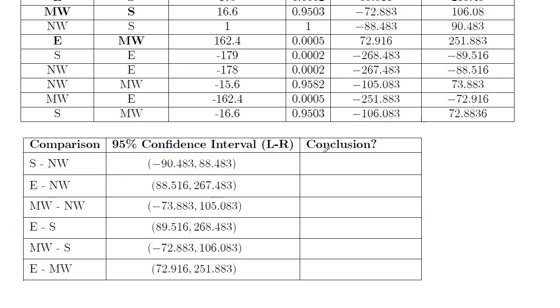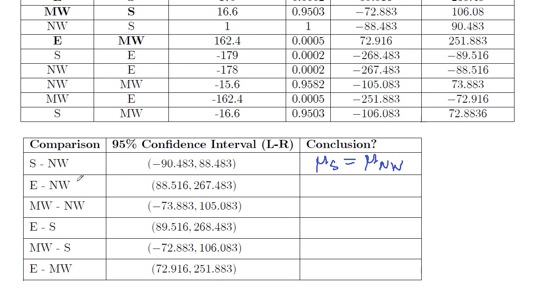And then we want to draw a conclusion of, are they significantly different or not? Well, if the 95% confidence interval contains 0, then we cannot say that they are statistically different. So between the South and the Northwest, that confidence interval contains 0. So that's saying that the population mean for the South statistically is equal to the population mean for the Northwest.